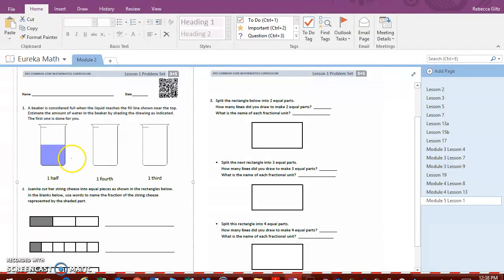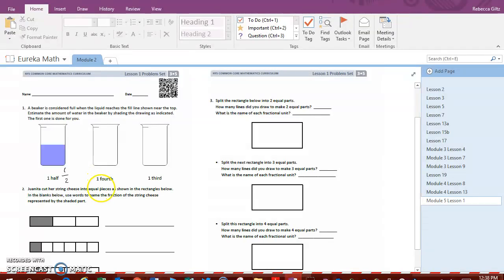So if you look at the first one, underneath it, it says 1/2. And can you see that half of the beaker is shaded in? So in other words, 1/2 looks like this. We have 2 total parts that we call halves, and one of them is shaded.